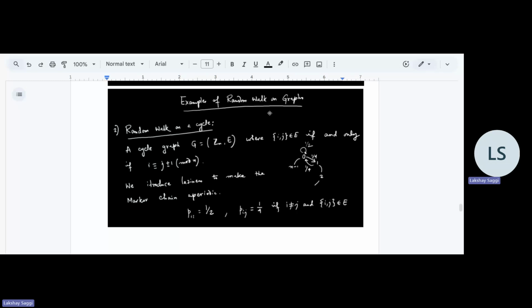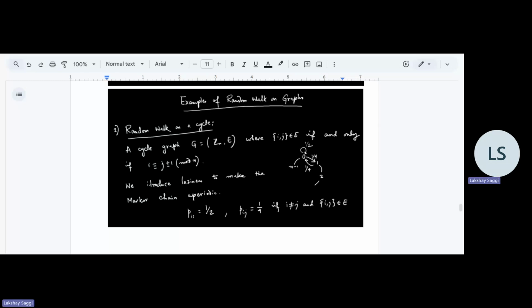And then the numbers i and j have an edge between them if and only if the difference between i and j is either plus 1 or minus 1 mod n. So these transitions form a cycle. You have 0, 1, 2 till n minus 1. These are the numbers, and then the edges will be from 0 to n minus 1, 0 to 1. Similarly from 1 to 0 and 1 to 2 and so on. So that's why it's a cycle kind of a graph.